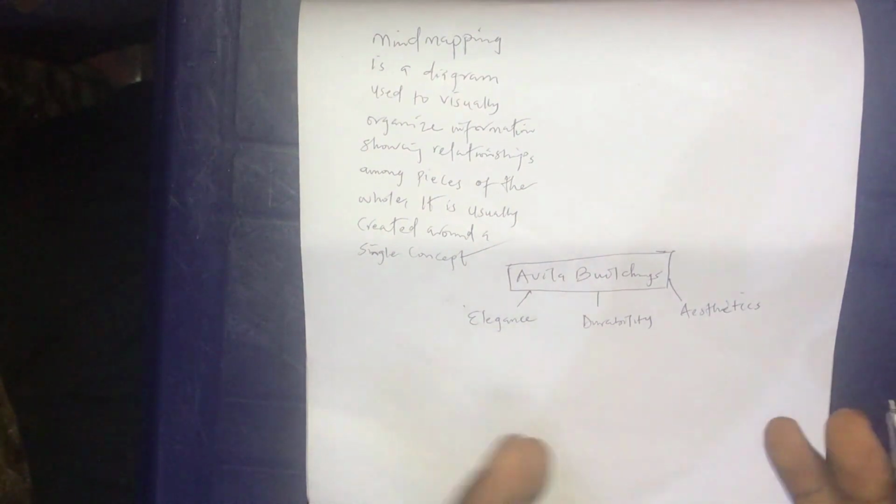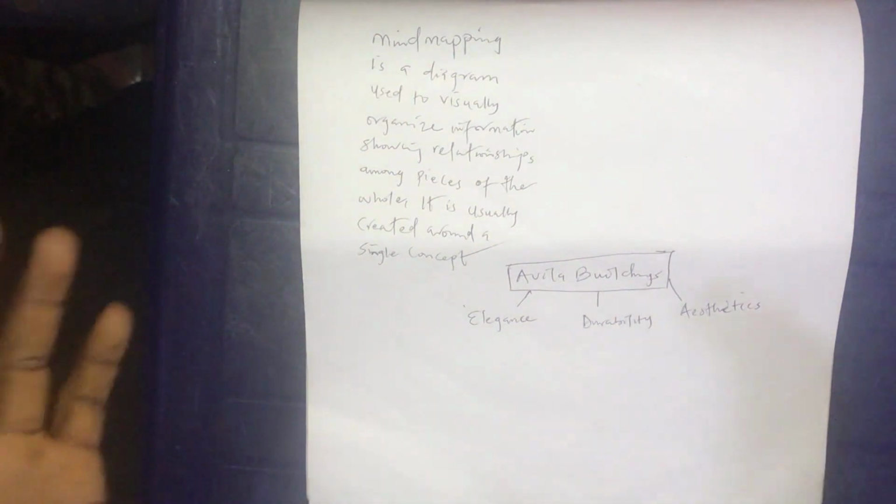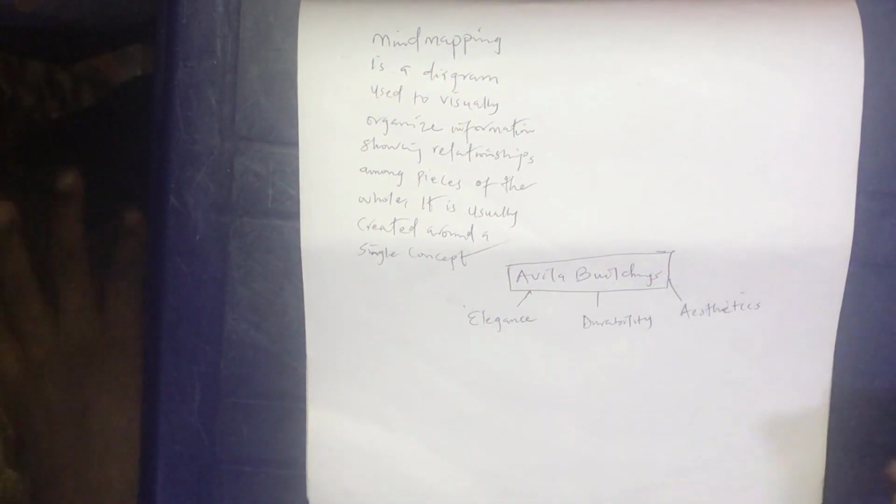So if you need a video on how to get a color, or how to know the right color to use for a logo during the mind mapping, you can just specify in the comment section. But this one is about how I came about that logo sketch, the Avila Buildings logo itself.